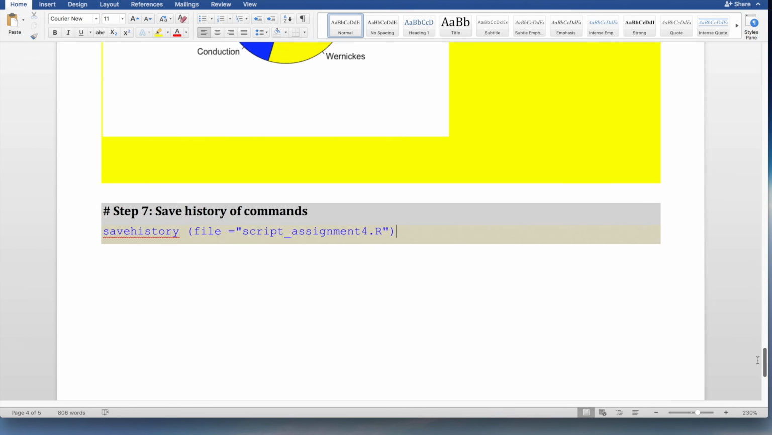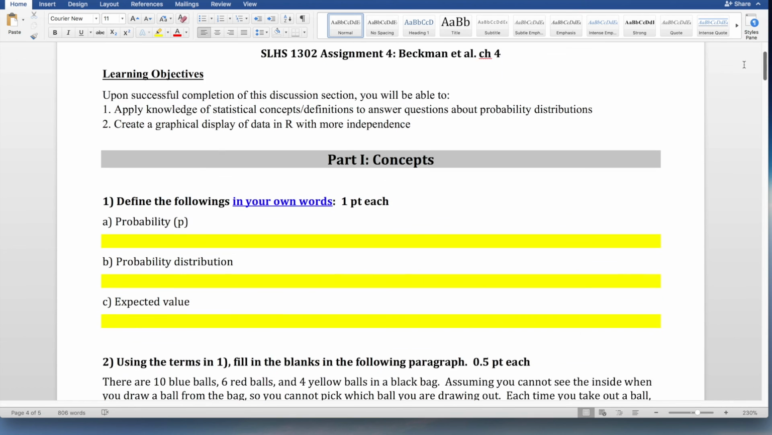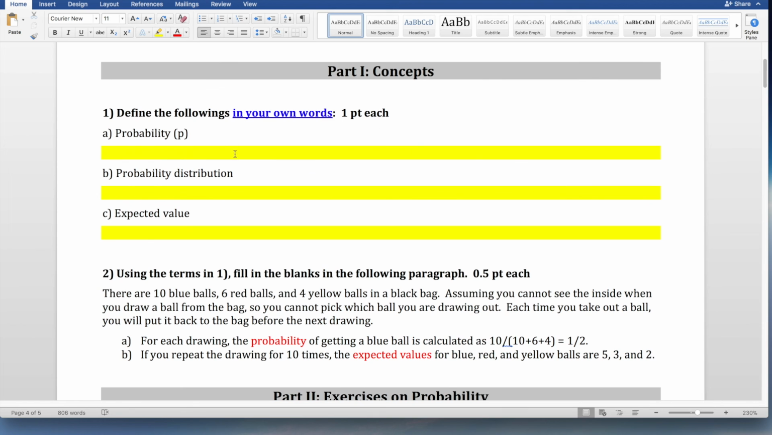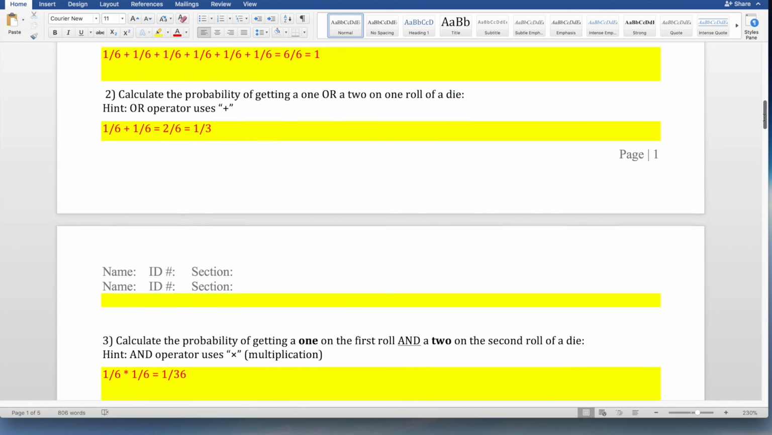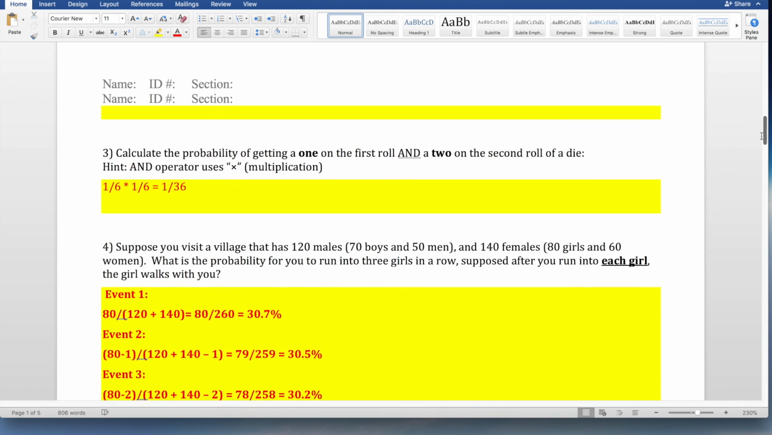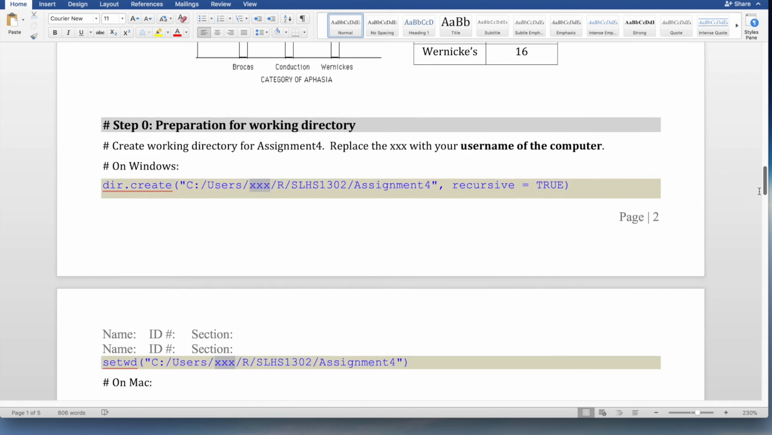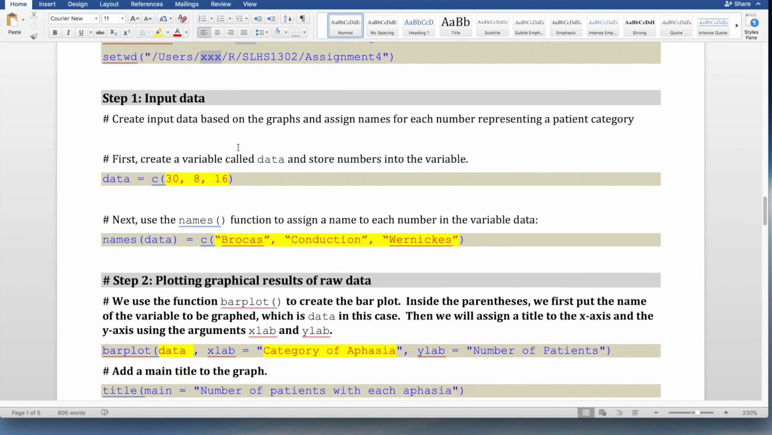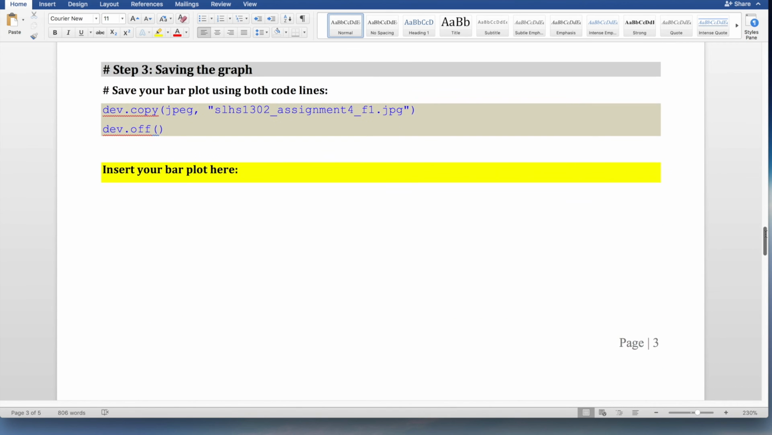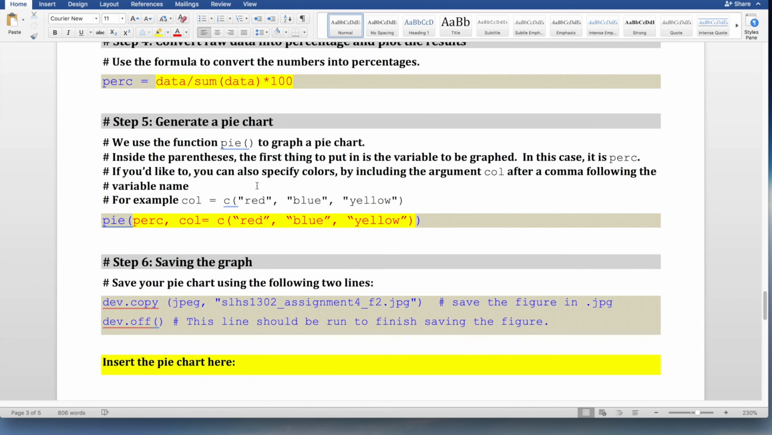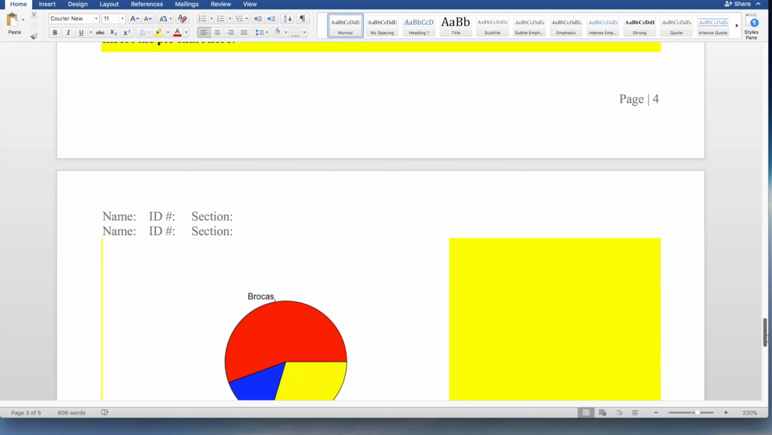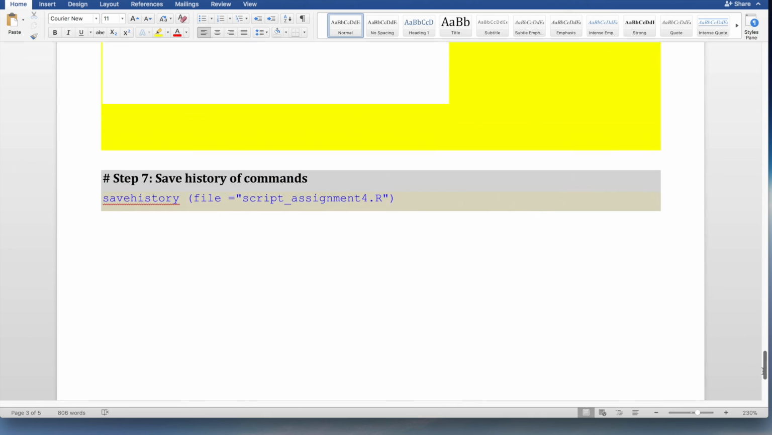So in total, this is 10 points. So 4 for part 1. So 1, 2, 3, 4. A half point for these questions, so that's another 2 points. So we're at 6 points at this part. And then a half point for these filled in areas. A half point for the graph. Half point for each of these filled in areas. And then a half point for the pie chart. And that is it.